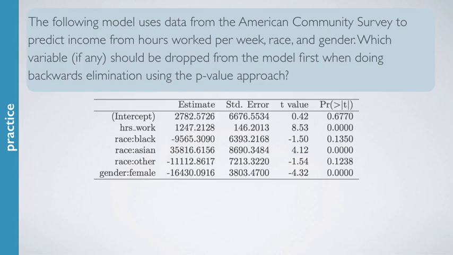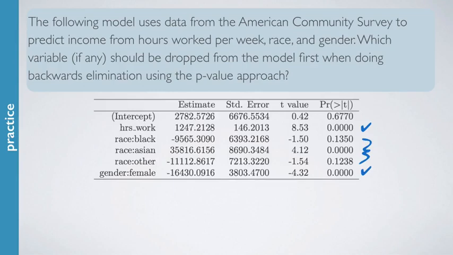The following model uses data from the American Community Survey to predict income from hours worked per week, race, and gender. Which variable, if any, should be dropped from the model first when doing backwards elimination using the p-value approach? Hours worked has a tiny p-value, so we would certainly not drop that from our model, and similarly gender. And the other variable that's in the model is our race variable.